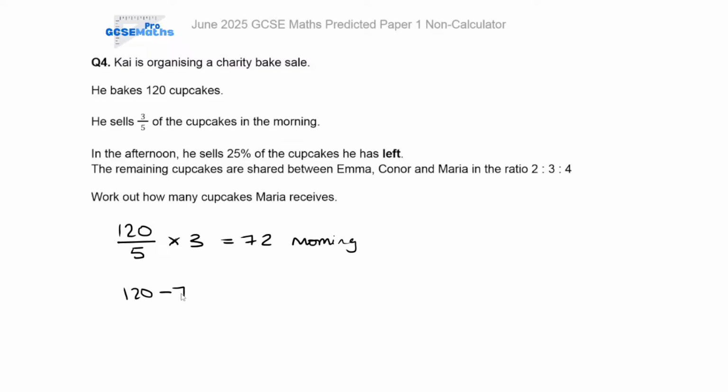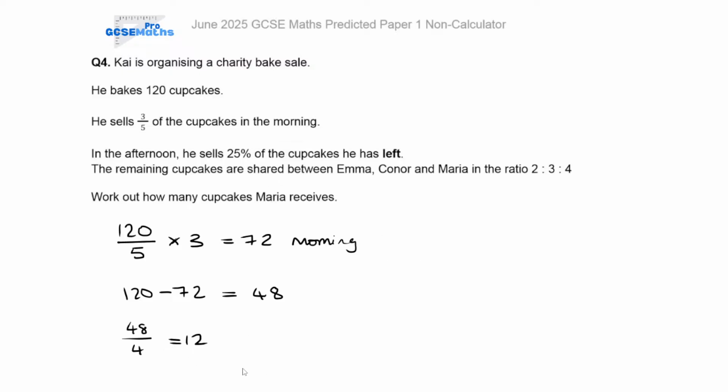So obviously I'm going to subtract. Take away 70 would be 50, take away 2 is 48. So that's how many he has left. Then 25% of that, I basically just work out a quarter, because 25% is a quarter, isn't it? You can work out 25% however you want, but I basically just do 1/4, so divide it by 4, which is 12. So that's how many he sold, and then the remaining cupcakes are shared.